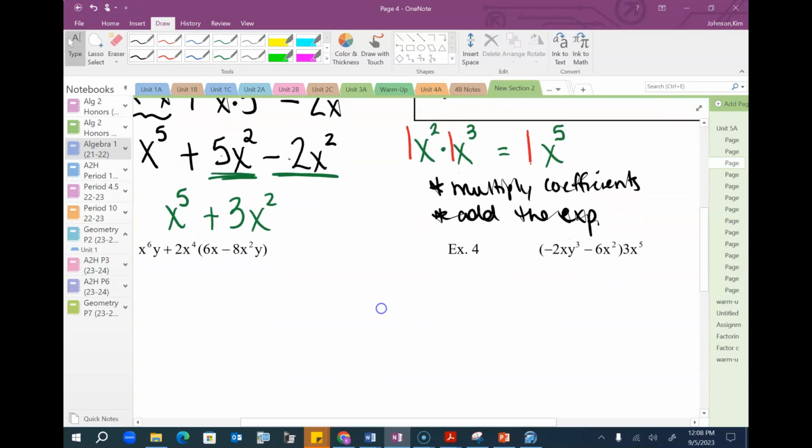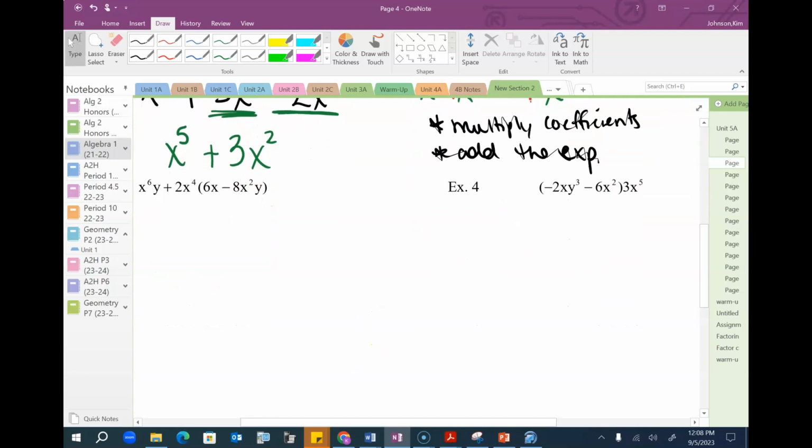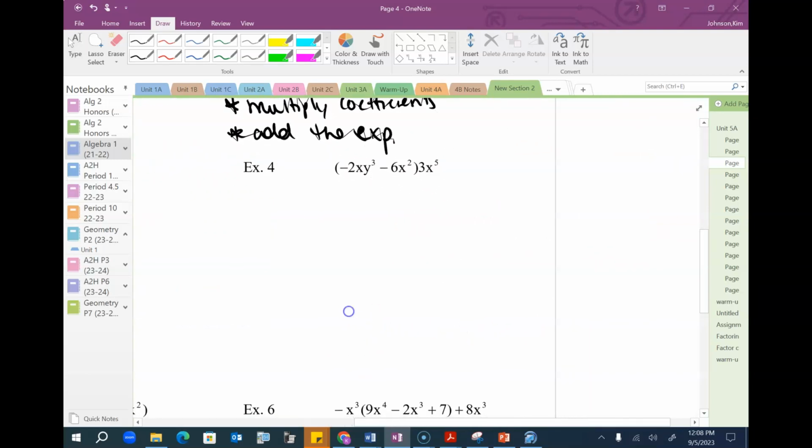All right, let's try that with a little bit more complicated of an example. Let's move down to example 4 here. I'm taking negative 2xy cubed minus 6x squared, and that quantity is being multiplied by 3x to the 5th. So this is a little bit weird because we're doing backwards distribution, which is totally fine. It's the same as frontwards distribution.